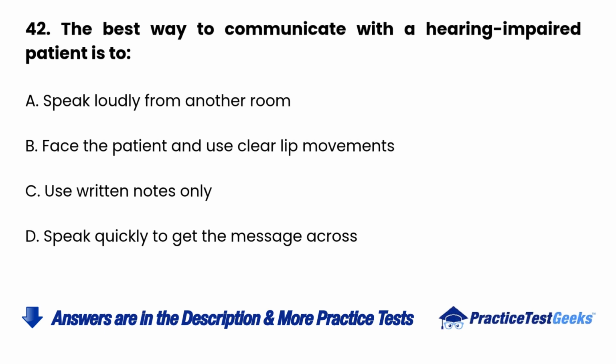42. The best way to communicate with a hearing-impaired patient is to: A. Speak loudly from another room. B. Face the patient and use clear lip movements. C. Use written notes only. D. Speak quickly to get the message across.